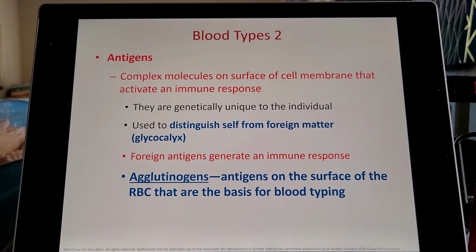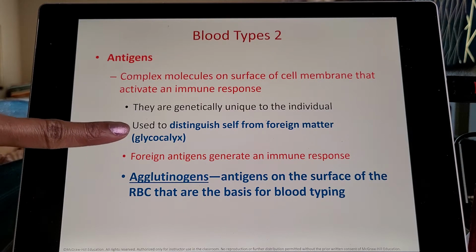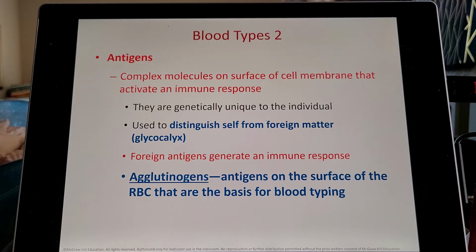Okay, so our antigens, these are our cell surface markers on our red blood cells. So these are the ones that once detected in a donor's body can cause an immune response, as in this is not the right type of blood. And so that's how they're able to distinguish, wait, this blood doesn't belong to us. It has a different glycocalyx. So it's actually going to generate an immune response because our body detects that this is foreign blood.